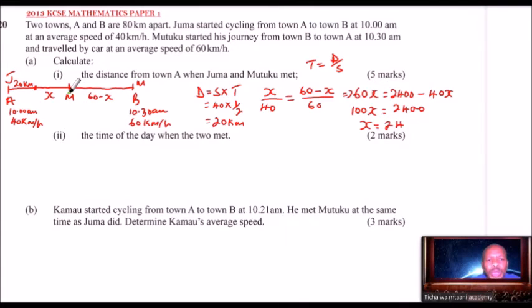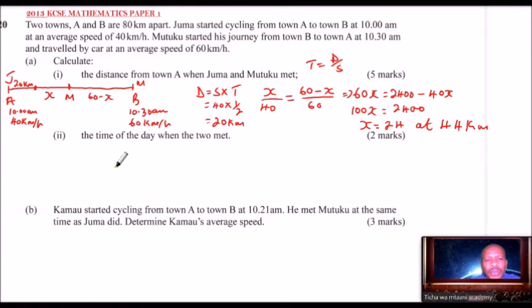So to the meeting point, which is M, and Juma had covered 20, it means they met at 20 plus 24, that will give you 44 kilometers from A.